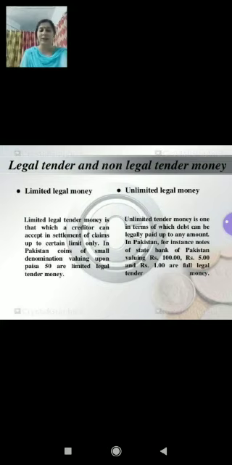Unlimited legal tender, on the other hand, is the money which a person has to accept without any maximum limit. In our country, currency notes of all denominations and the coins of 50 paisa and of higher denominations are unlimited legal tender. Suppose you pay someone in rupee 1 coins, making a payment of rupees 10,000. The person making the payment will find it difficult, but the person who is accepting the payment can't refuse it. Fine. So this currency is known as unlimited legal money.